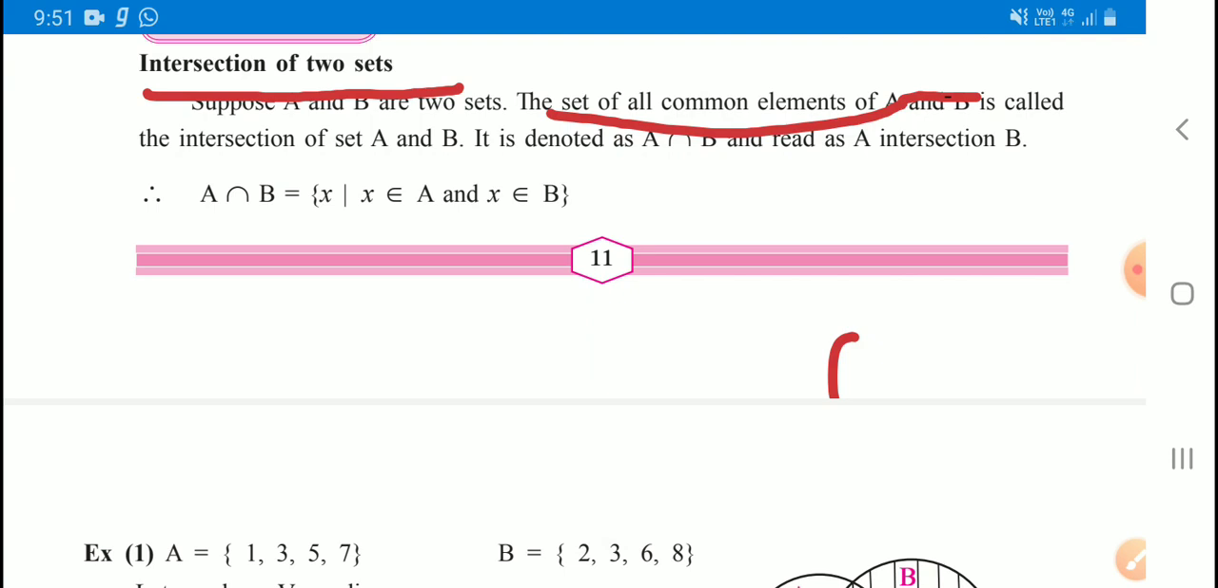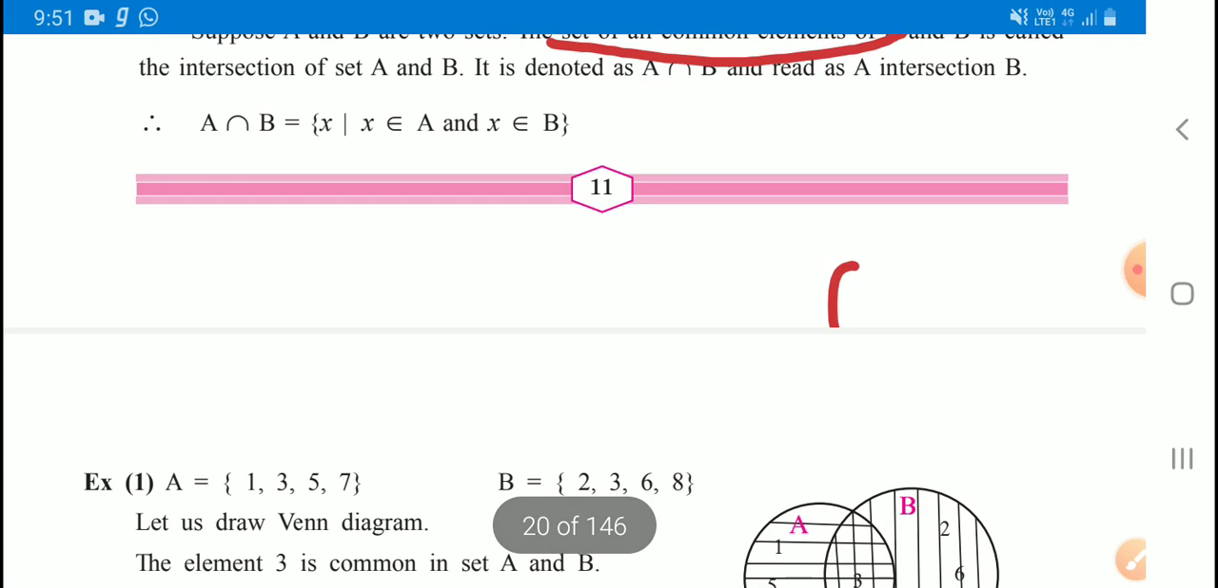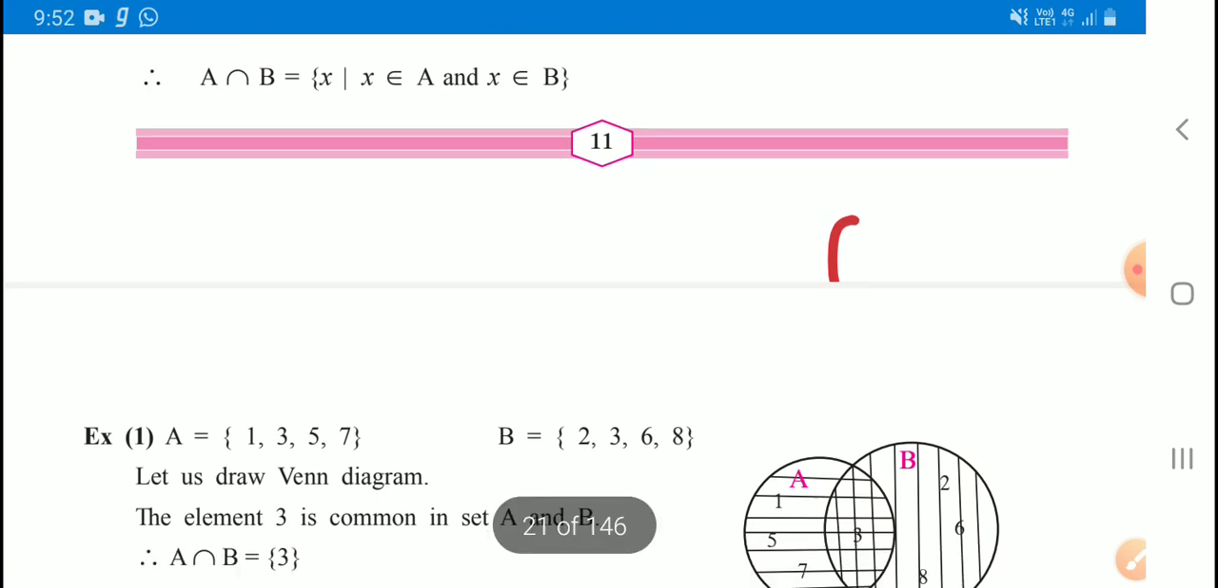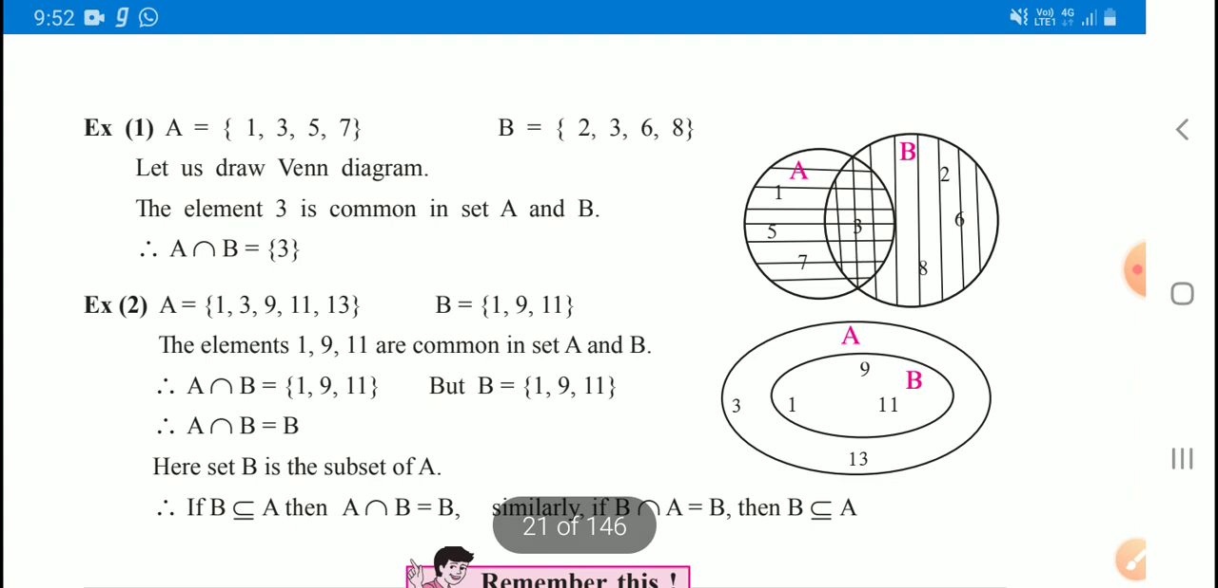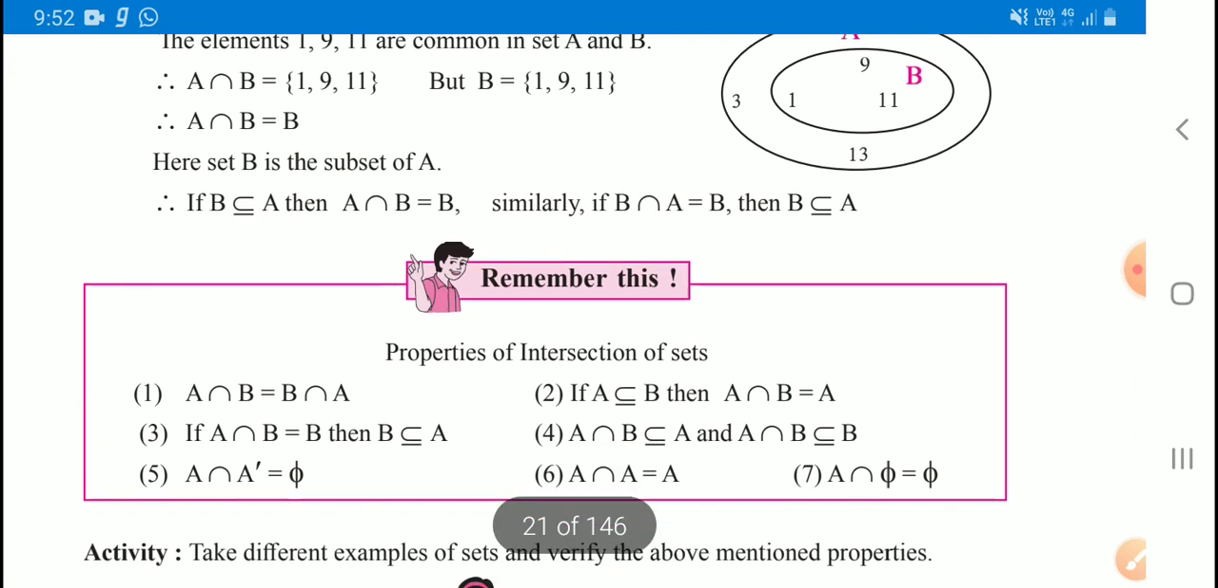A intersection B means whatever our English letter U that we are writing inverted, and reading as A intersection B. Therefore, A intersection B is equal to the set of all x such that x belongs to A as well as x belongs to B. Do you understand that intersection means the common elements from both the sets?